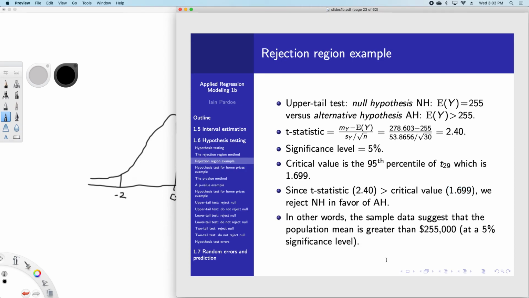So in other words, our final conclusion, and you should always draw a final conclusion when you're doing a hypothesis test, bring it back to what you were testing in the first place. We've rejected the null in favor of the alternative. Our sample data suggests that the population mean is greater than $255,000 at a 5% significance level.